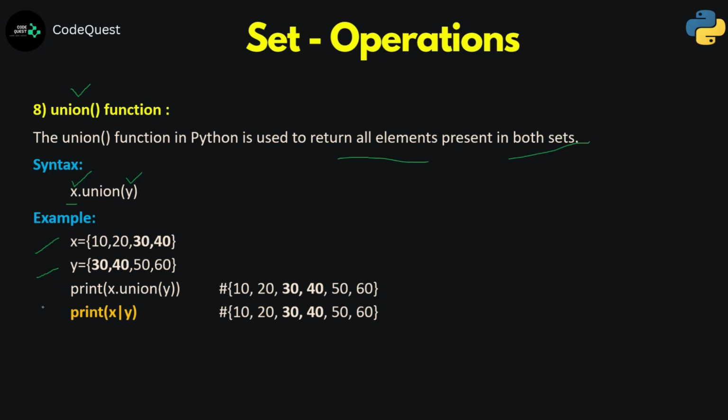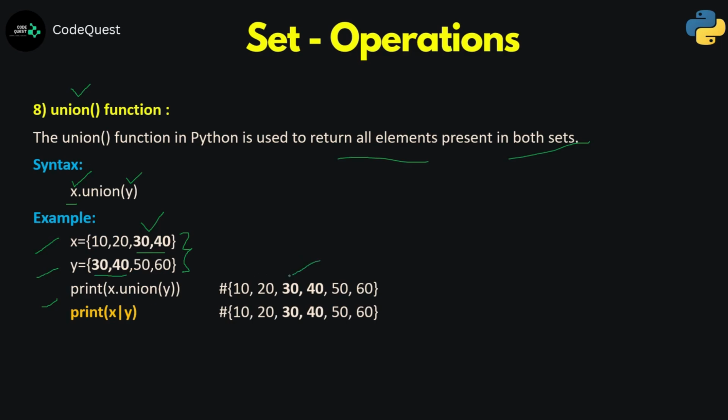Let's see, we have taken x equal to this set of elements, y equal to this set of elements. When I'm applying x union y, it is going to bring everything that is present in both of the sets. But if there are some common elements, they will be kept only once. Like you can see here, 30 and 40 are available in set x and the same are also available in set y. So there will be no multiple occurrences because we understand a set is not going to accept duplicate values, right?